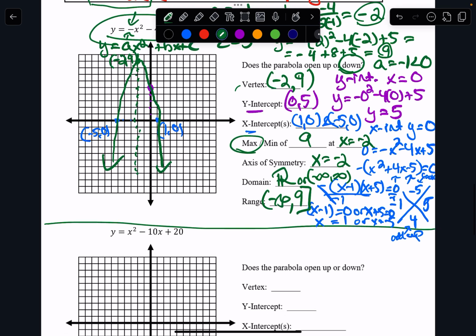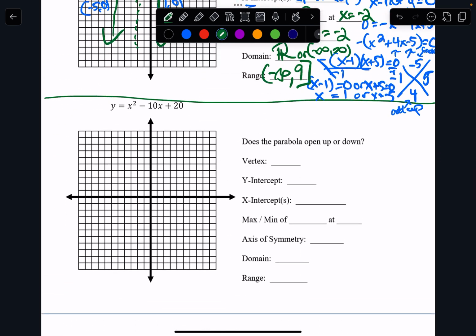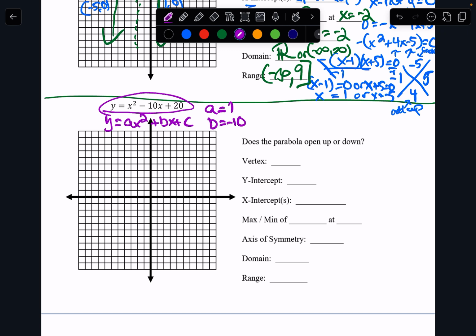Okay, next one here is going to be y equals x squared minus 10x plus 20. Again, we're going to look at the form here, ax squared plus bx plus c. Our a is 1, b is negative 10, and c is 20.